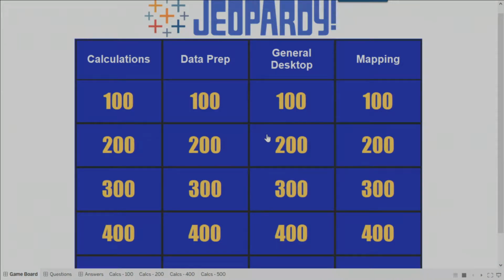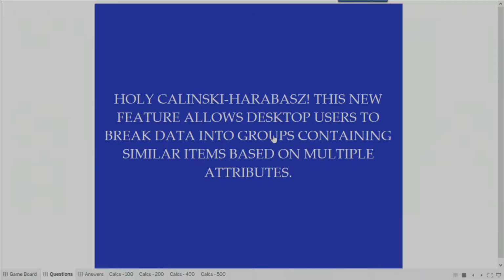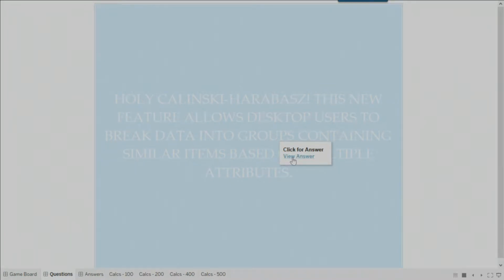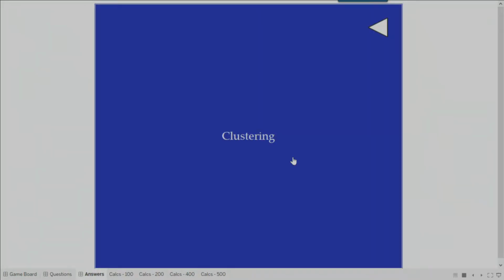And who would like to take a shot? Ben? Let's throw one up there. All right, Holy Kaczynski Harabaz. This new feature allows desktop users to break data into groups containing similar items based on multiple attributes. Anyone? Got one down front? What, I like in the form of a question, please. Perfect. All right.